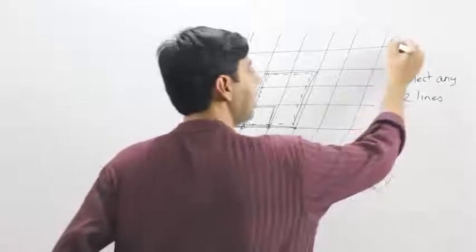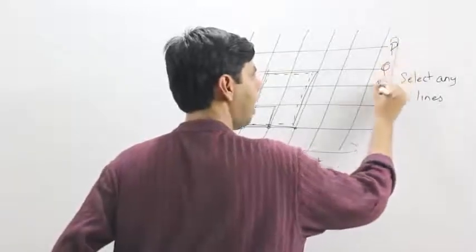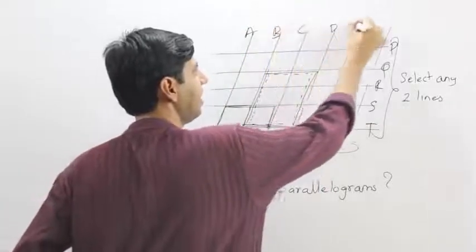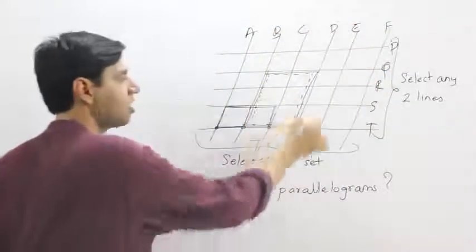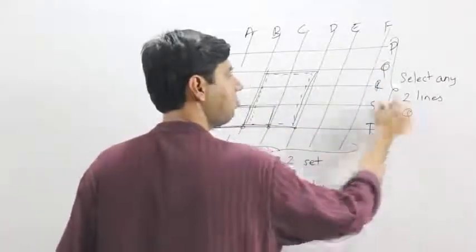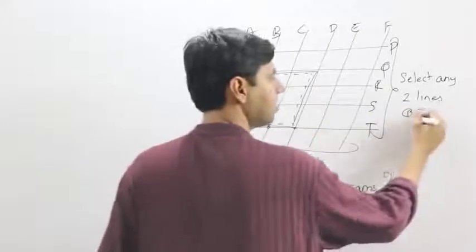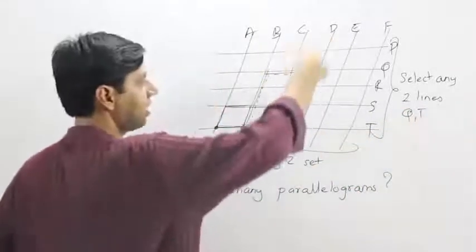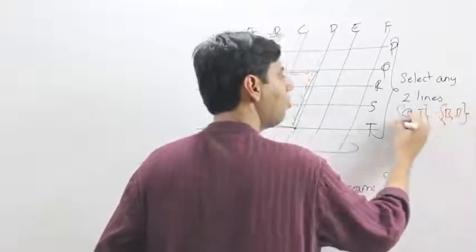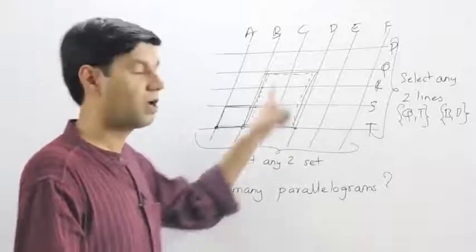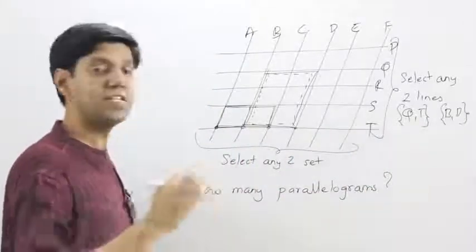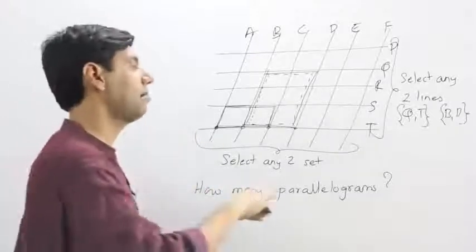For example, let's name them P, Q, R, S and T, and the other set A, B, C, D, E and F. To form the dotted parallelogram, which are the lines that one has to select? One has to select the lines Q and T from the first set, and from the vertical ones, B and D. So if I've made these selections, I would be getting only one parallelogram. Can this parallelogram be obtained by any other selection? Not really, right? So each selection will result in one parallelogram. One parallelogram means a single selection.